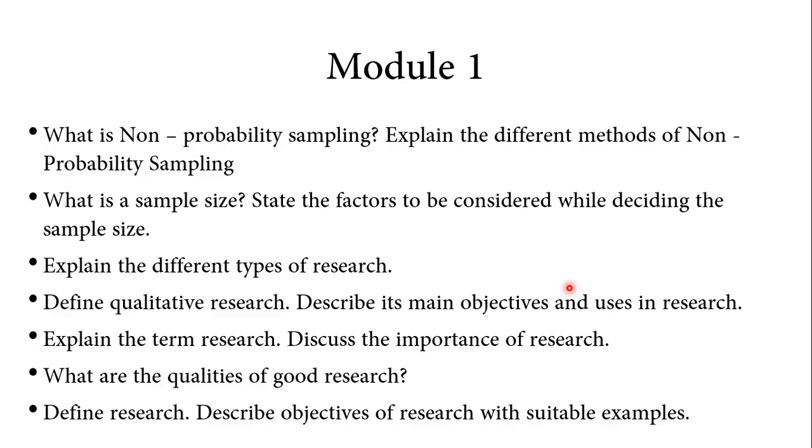Now from the research point: different types of research, objectives and uses of research, importance of research, what are the various qualities of good research, and what are the objectives of research with suitable example. These are all questions from the research point of view. That's basically from the very start of the chapter.